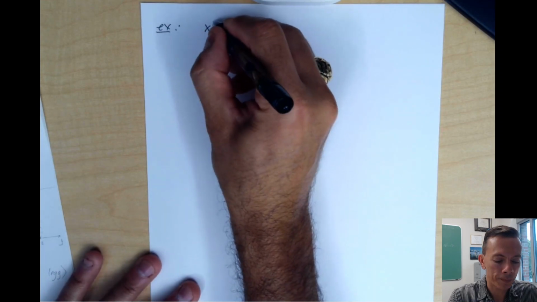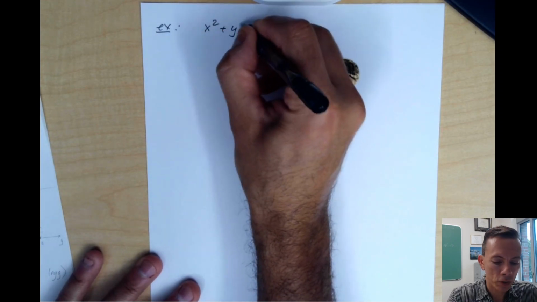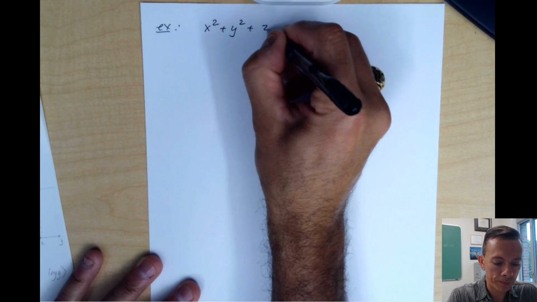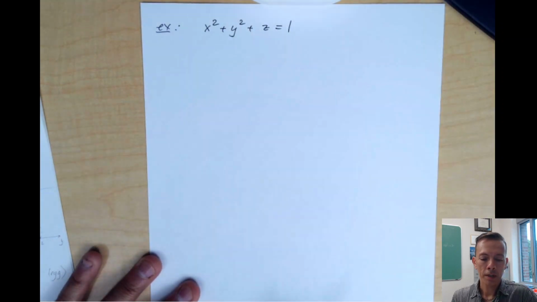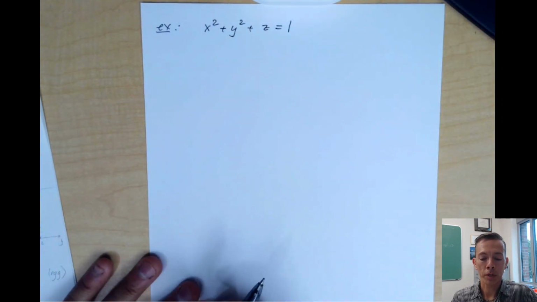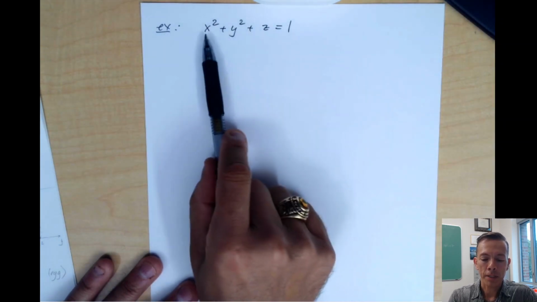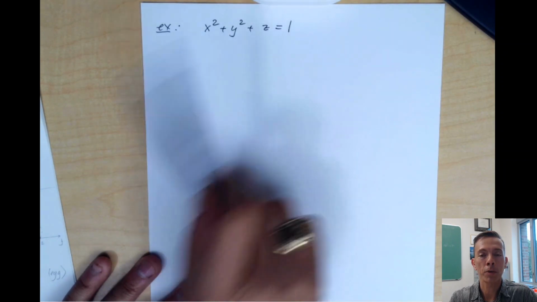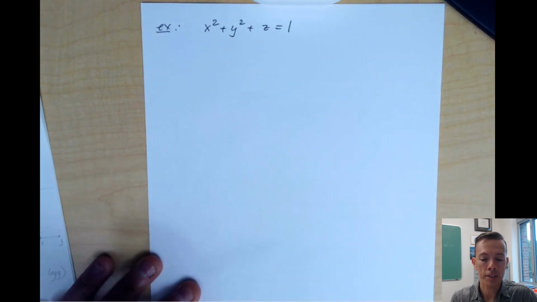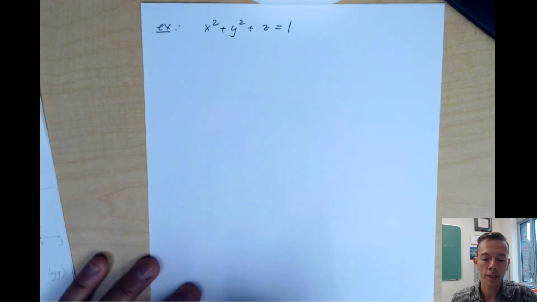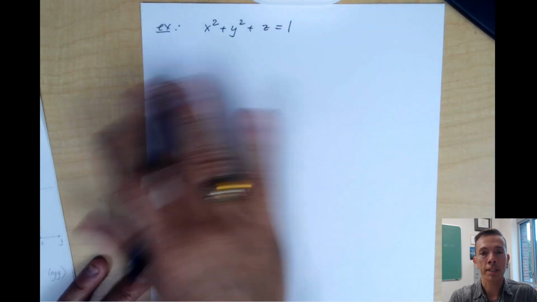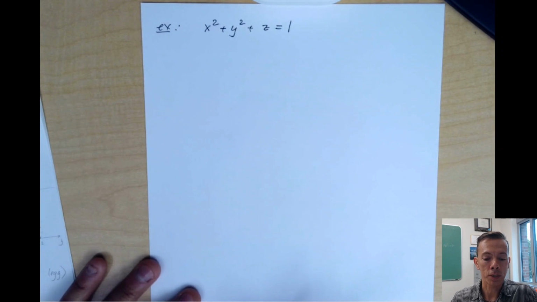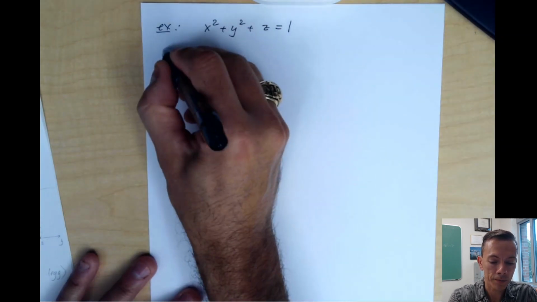But first, let's start with a simple example. Let's look at a quadric surface with this equation right here. x squared plus y squared plus z equals 1. Okay, so this is a quadric surface. Each one of the three variables appears only once, so this is an untranslated, unrotated quadric surface. You can just slice it with the three coordinate planes and see what we get for the three traces.